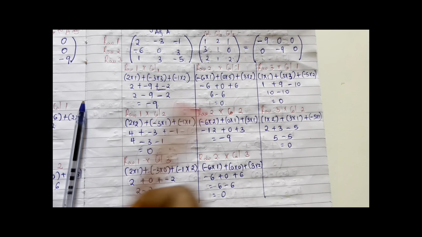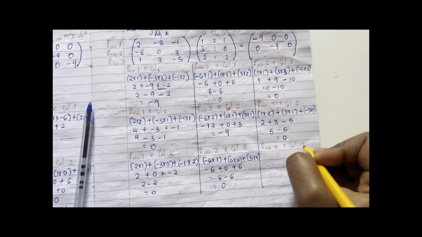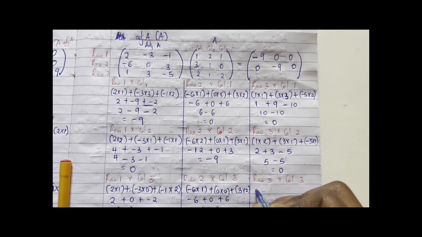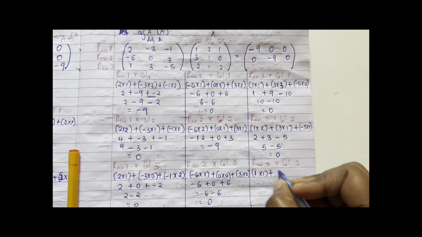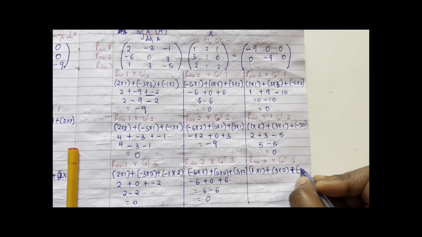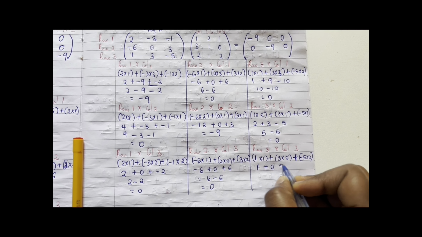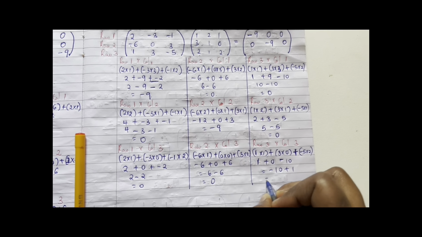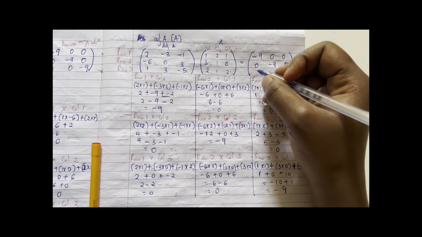Then we move to row 3 times column 3. It will be 1 times 1 plus 3 times 0 plus negative 5 times 2. 1 plus 0 minus 10, because positive times a negative is a negative. So we have negative 10 plus 1, that's negative 9. So we have 0, 0, negative 9.